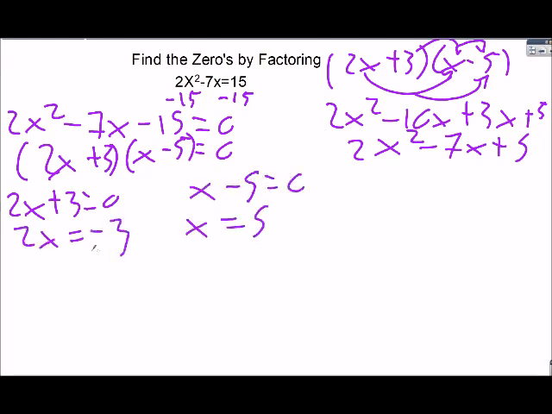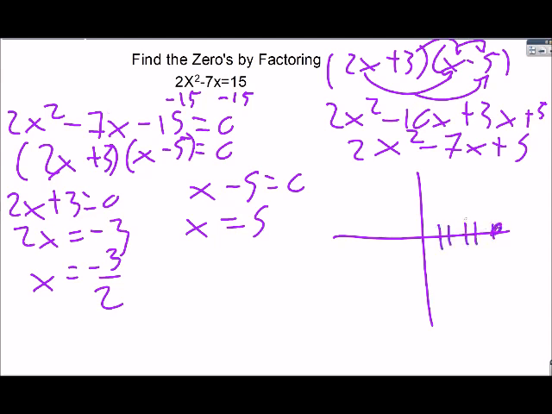And solve. It asks us to graph this thing. We could find the axis of symmetry, and we could find the vertex, but for real quick, x is equal to 5, 1, 2, 3, 4, 5, and negative 1.5, and this c term is my y-intercept. So it's going to look something like that.